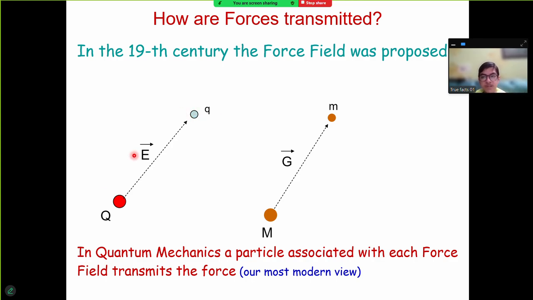For example, if we take a particle with an electric field force, in its field, that's how it transfers the electromagnetic force to the other particles. This is what happens with particle Q and particle M. So this is what we have to take notice of.